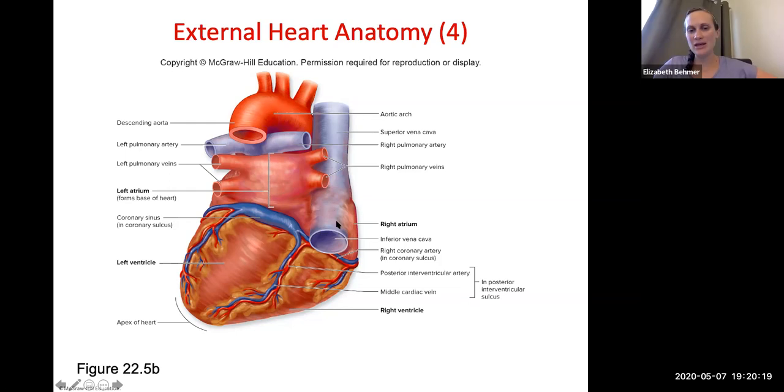Here's your superior and inferior vena cava. You can see your aortic arch and then descending aorta come back around. And here's also a good look at the right pulmonary and left pulmonary arteries, and then your left pulmonary veins and your right pulmonary veins. Also a cadaver look at the heart.